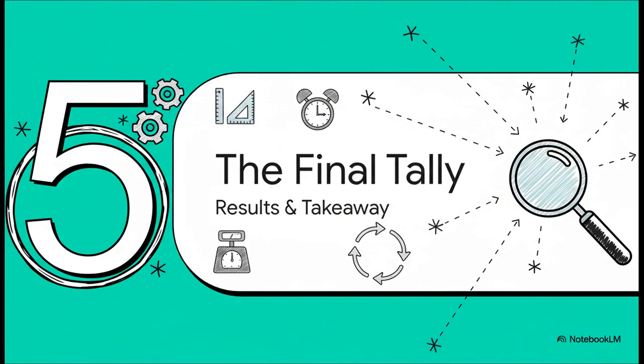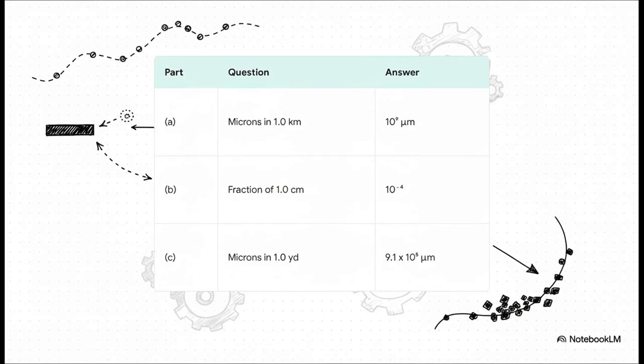And there we go. We've navigated all 3 parts of the problem. So let's just pull it all together for a second and look at the big picture. Here are our 3 final answers, all laid out. We've got 1 billion microns, 1/10,000th of a centimeter, and over 900,000 microns. The results are completely different, which really just goes to show how important it is to have a reliable method to get from one to the other.